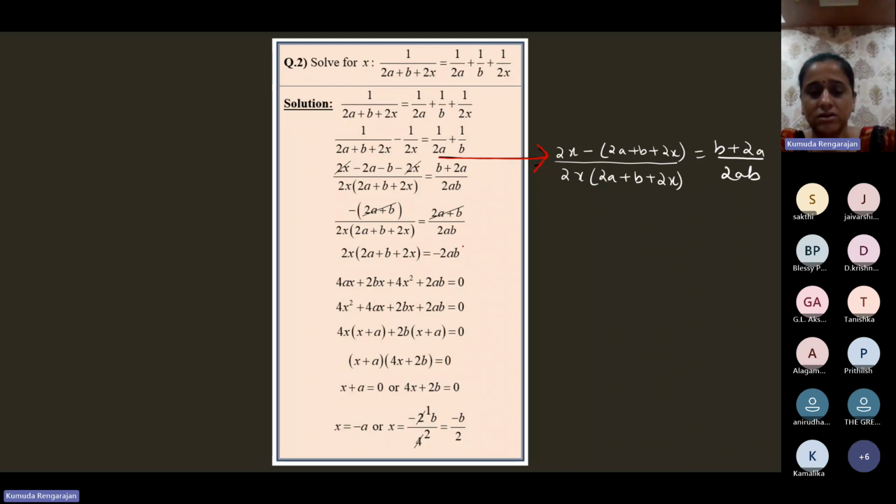The rest as it is, cross multiply. So you have a minus here and 2ab, so minus 2ab. This one comes as it is. Open the bracket, bring all the terms to one side. Arrange the terms like this: x squared, x and constant. Group the first two terms, group the last two terms. You have x plus a and 4x plus 2b. So either this is 0 or this is 0. So x is equal to minus a, or when you work this out, you get x is equal to minus b by 2.